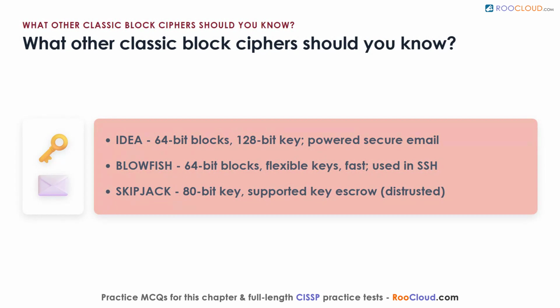What other classic block ciphers should you know? A few names round out the set. The International Data Encryption algorithm also handles 64-bit blocks, but uses a stronger 128-bit key. And it once powered a popular secure email tool. Blowfish, designed by a well-known cryptographer, works on 64-bit blocks with flexible key lengths and is notably fast, which made it common for secure shell connections. Skipjack, built by a national security agency, used an 80-bit key and, unusually, supported key escrow so authorities could recover keys under legal authority. That escrow feature made the wider community distrust it. Think of 3 tools from the same era, each with its own quirk and reputation.